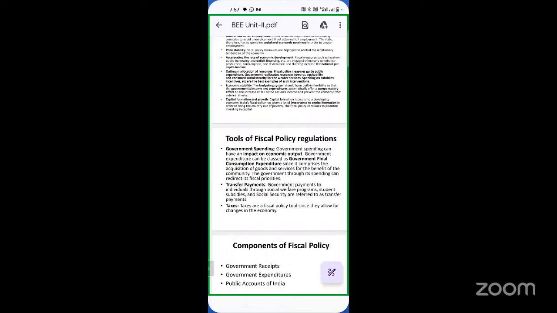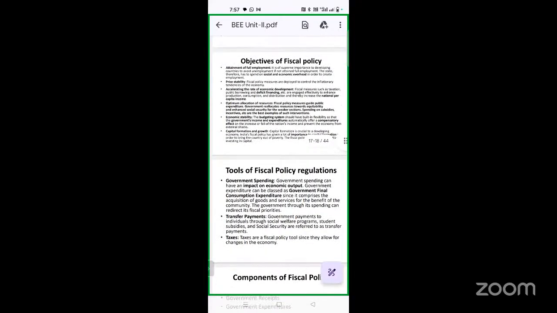Okay, attainment of the full employment. Today, economic and socio-economic development depends upon employment, and if the employment is full, then definitely one major objective of the fiscal policy is fulfilled.